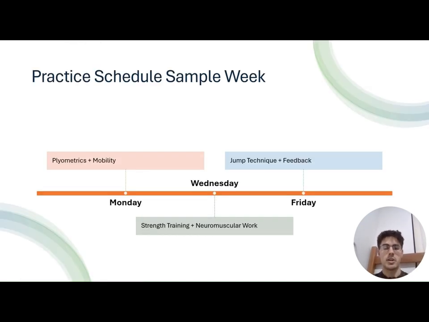Next, this is going to be our sample week. This is how we are going to get the intervention done. We have 3 days specifically set up, Monday, Wednesday, and Friday, with plyometrics and mobility on Monday, as well as strength training with neuromuscular work on Wednesday, and then jump technique and feedback on Friday.